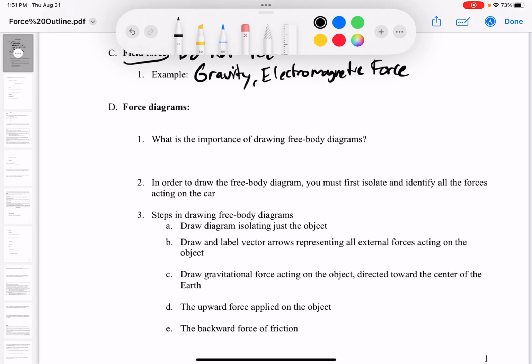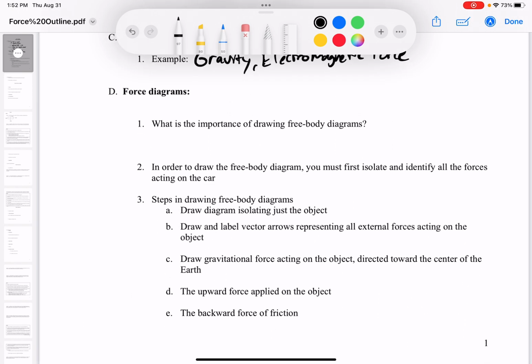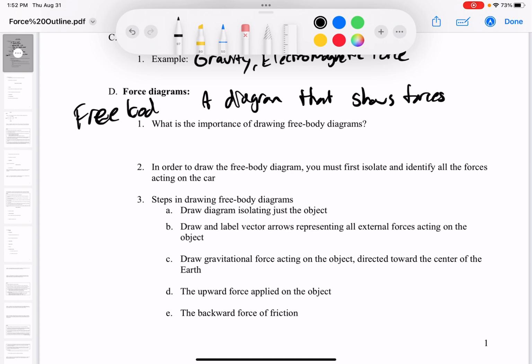So next thing, force diagrams, okay? This is a diagram that shows forces. It's also called a free body diagram. Sometimes you may see it abbreviated as FBD. Okay? Now, why are these so important? They're so important because they show what's happening, right? It's a great way to visualize all the forces in one spot, okay?